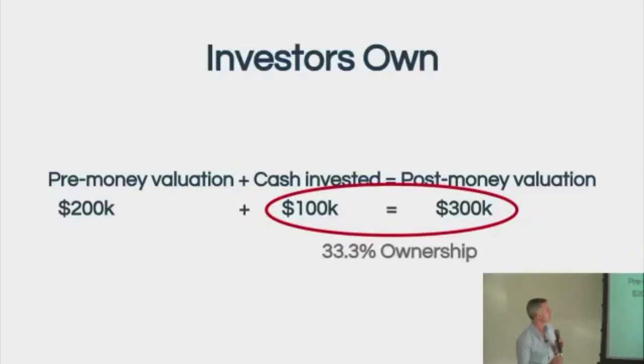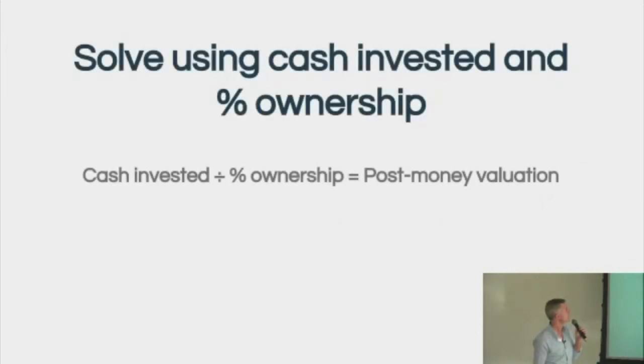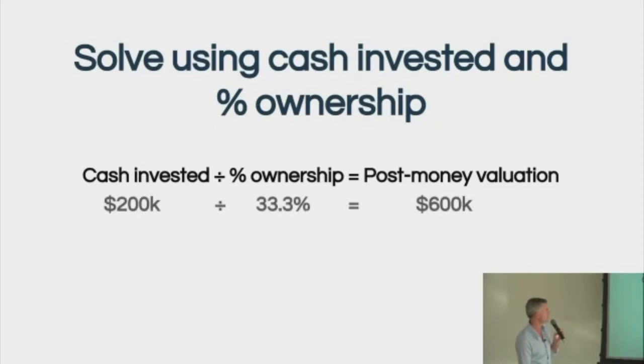And the way you solve for it, so remember the way we calculate the investor ownership, it's the cash invested divided by the post-money valuation that gives you that 33 1/3. So taking that, we can use this formula, which is cash invested divided by percent ownership is equal to the post-money valuation. And so in this example, your 200K divided by 33 1/3% gives you a post-money valuation of 600K.